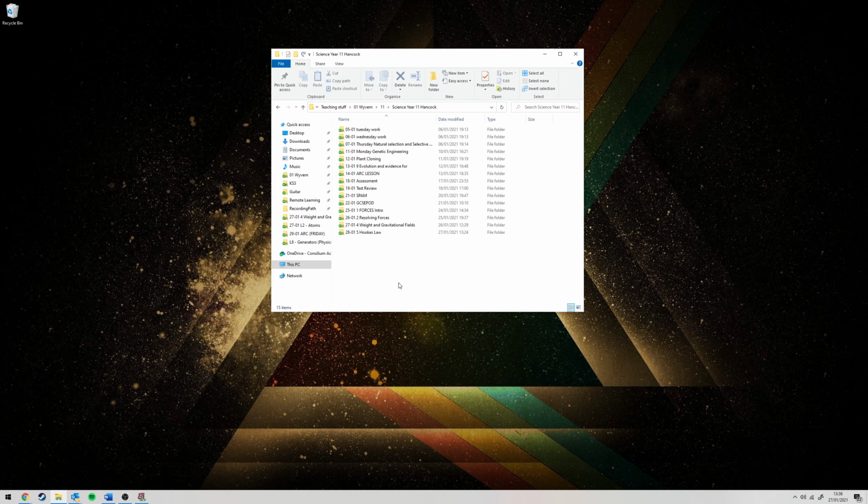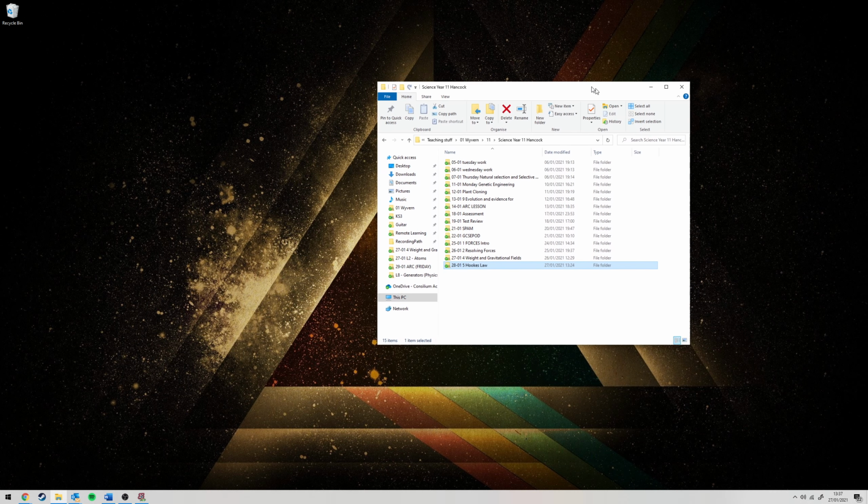Today's lesson is going to be a bit different because we're supposed to be doing a required practical and we can't do that because we're at home. So there's the lesson folder. We're learning about Hooke's law.